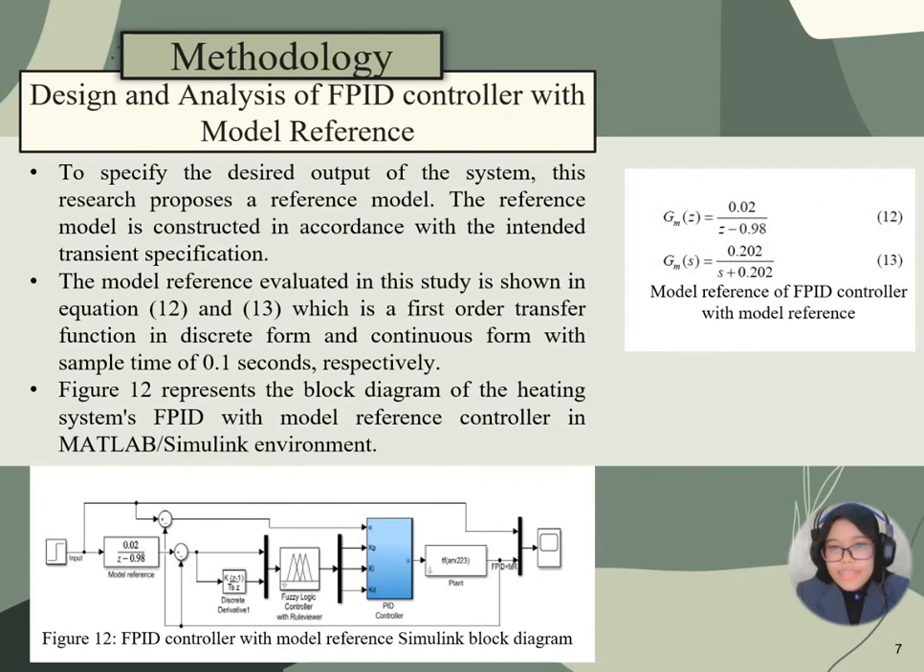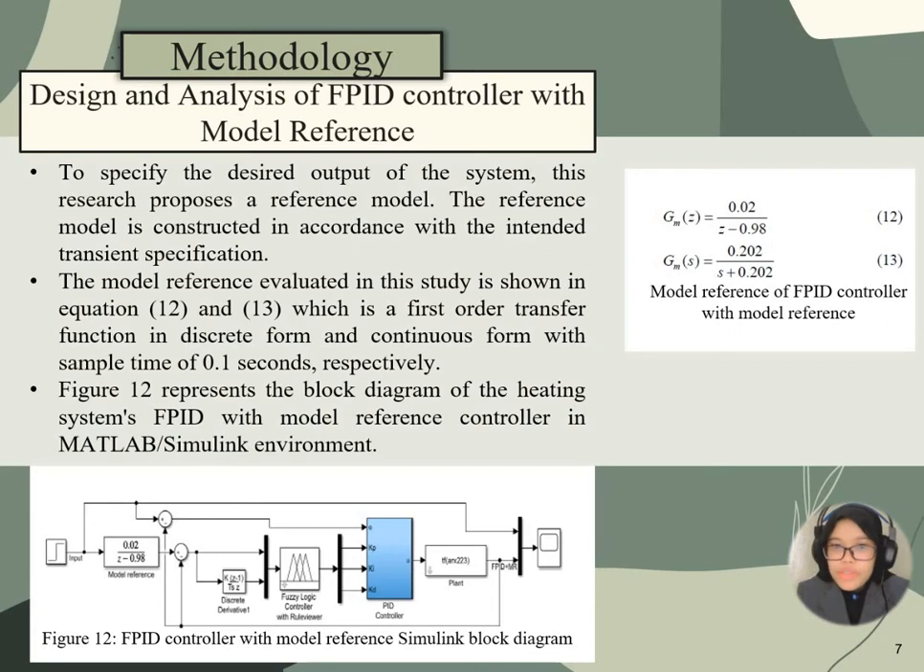Design and analysis of FPID controller with model reference. To specify the desired output of the system, this research proposes a reference model. The reference model is constructed in accordance with the intended transient specification. The model reference evaluated in the study is shown in equation 12 and 13, which is a first-order transfer function in discrete form and continuous form with sample time of 0.1 seconds respectively.